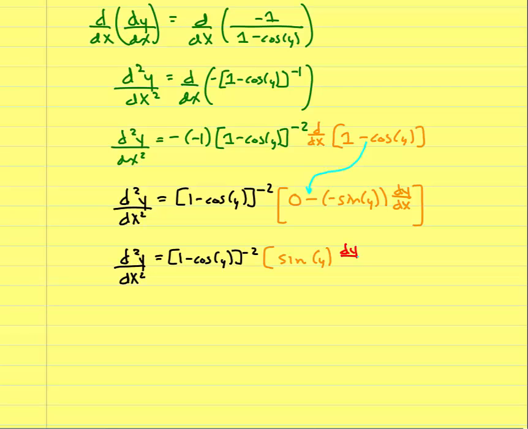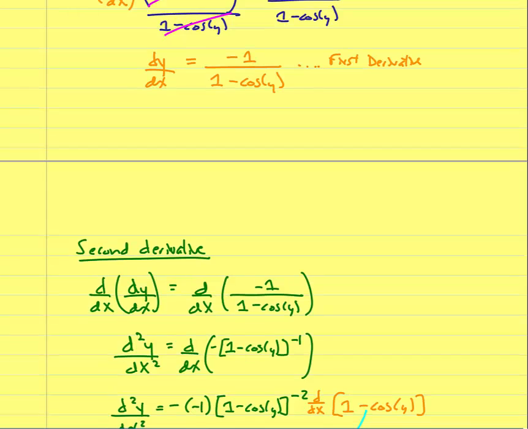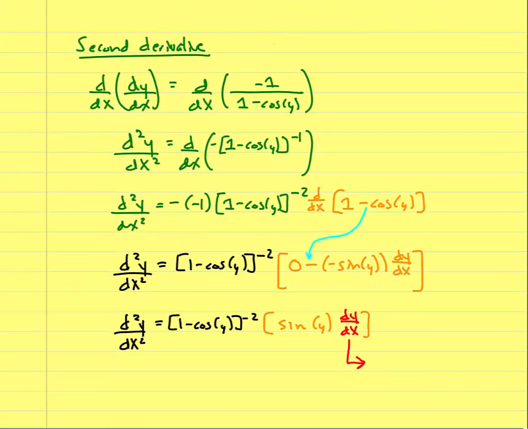Now remember, I am trying to solve for d squared y dx squared, the second derivative. And it looks like I've done it, except this dy/dx looks to be a bit in the way. I know what dy/dx is from up above. dy/dx was negative 1 over 1 minus cosine y.